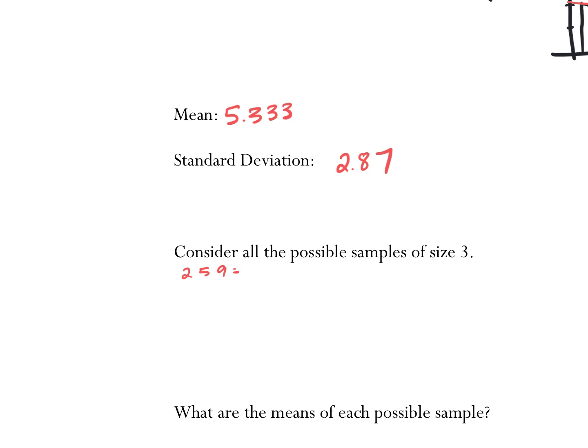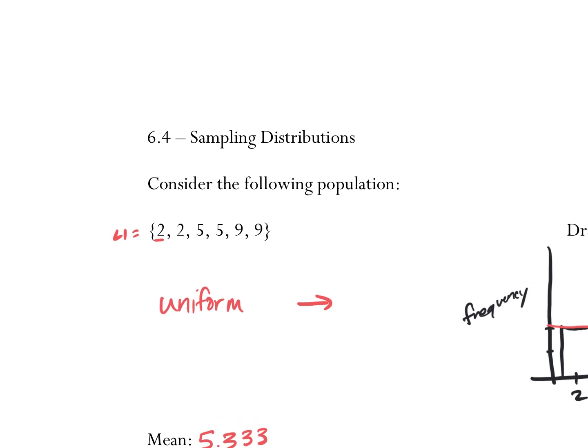How many ways could I draw 2, 5, and 9? You guys get the question? Because I could draw 2, 5, 9. I could draw 2, 5, 9. I could draw 2. You guys catch my drift here? So, how many ways could that happen? Probably thousands.